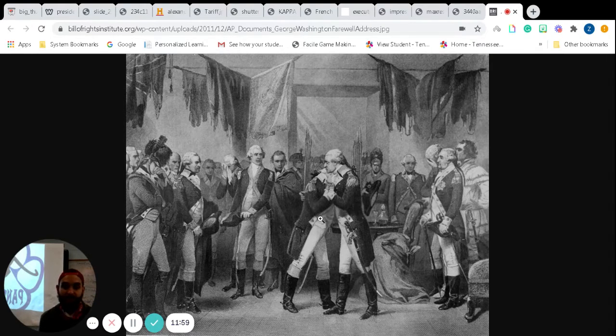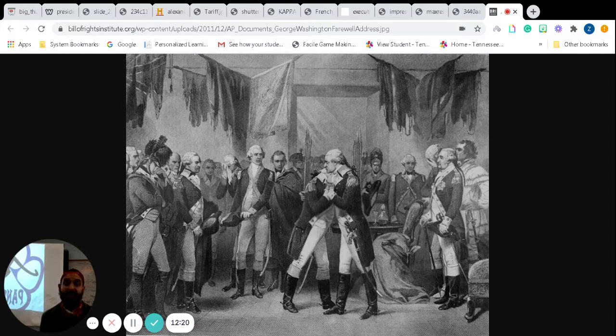As you can see here, here's a scene depicting all the generals, all the advisors, the secretaries, you name it. These all got up, shook his hand, thanked him, hugged him. He was a beloved figure. Before he left, he warned about the dangers of political parties. Political parties you might recognize today would be the Republicans and Democrats.